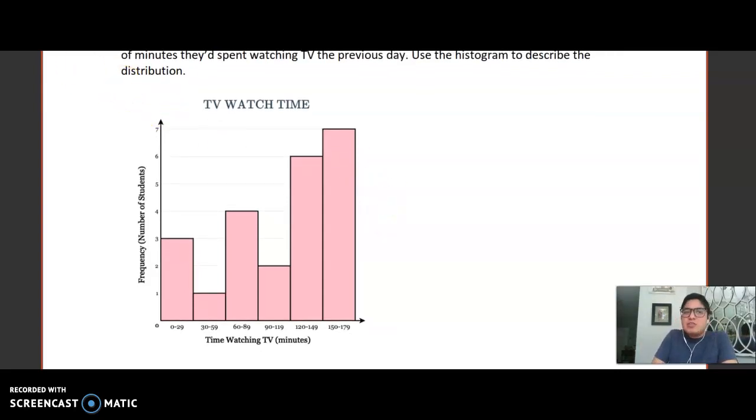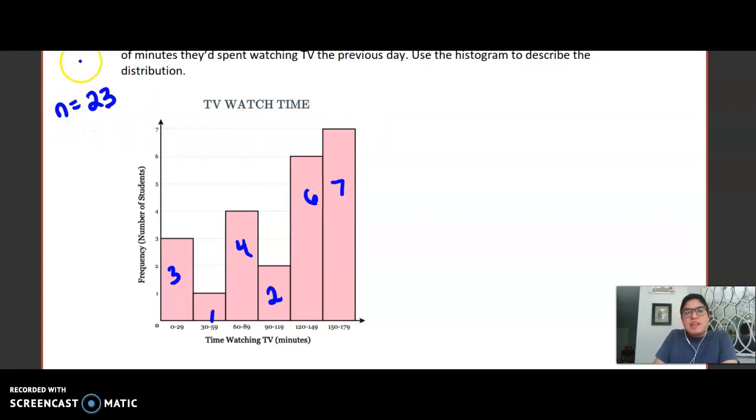So let's figure out how many total observations there are in this histogram. I'm actually just gonna count here. So this bar right here tells me there are 3 observations between 0 and 29. There's 1 observation between 30 and 59. 4 between 60 and 89, 2 here, 6, and 7. So what I'm going to do is sum these up here. So 3 plus 1 plus 4 plus 2 plus 6 plus 7. I got that there should be 23 observations, 23 students' watch times that are being reported.